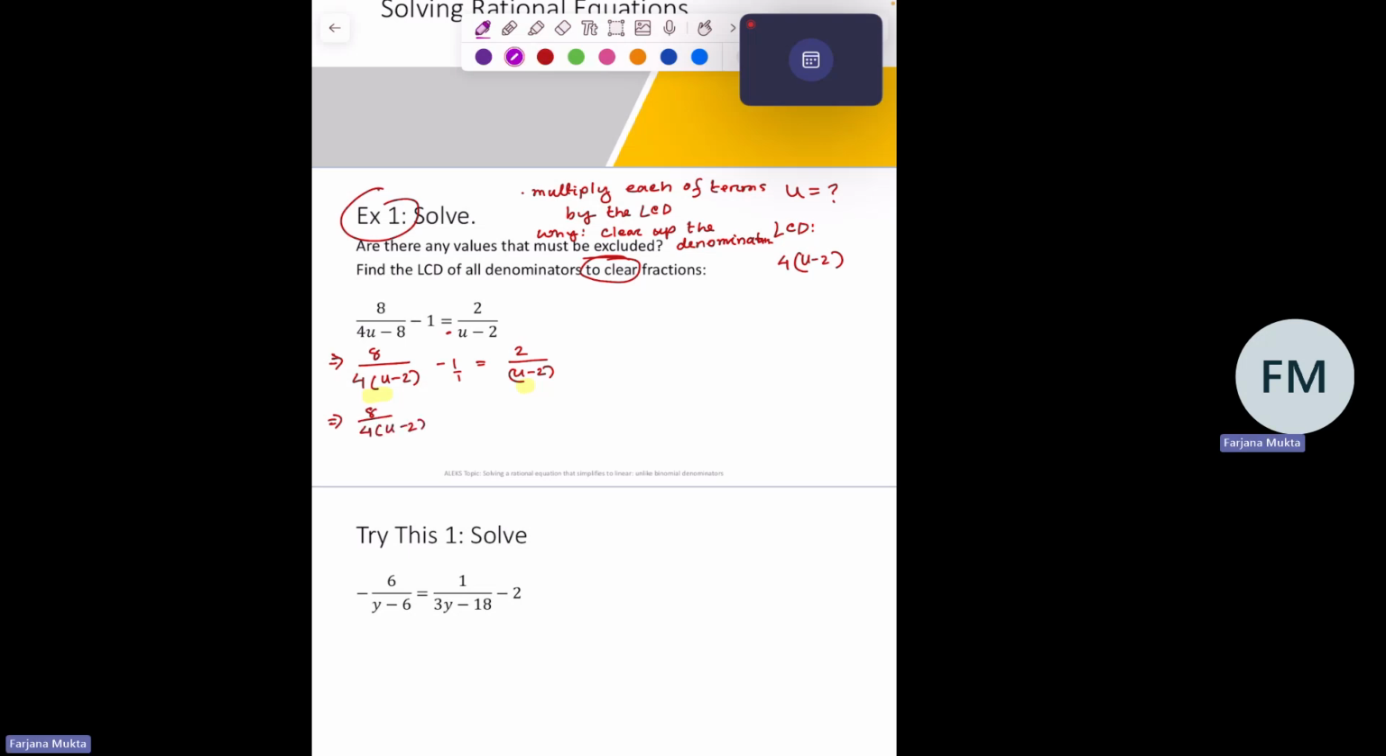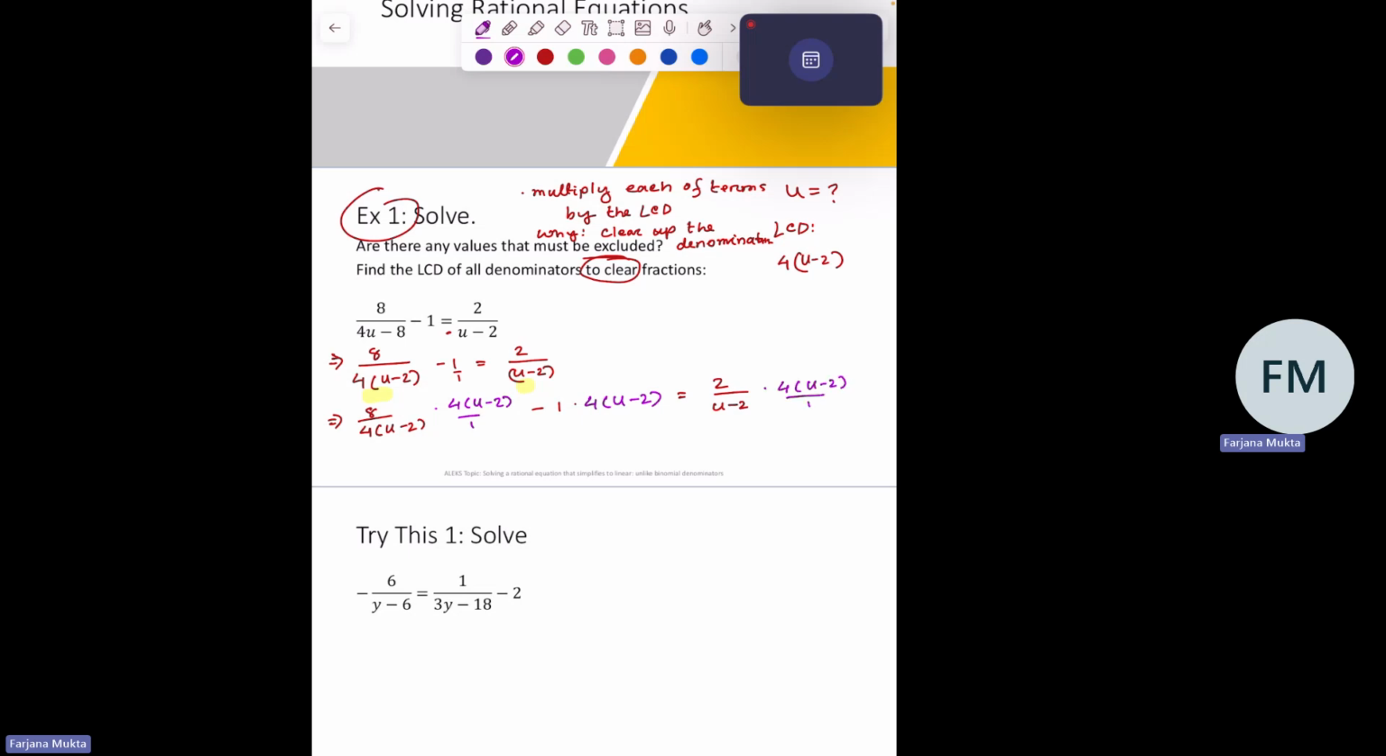I'm using another color while I'm multiplying by the LCD just so that it makes more sense. Notice that we are multiplying by the LCD, which goes in the numerator, and the denominator is just 1 for this, right? And then we have negative 1 multiplied by the LCD. We need to multiply all of our terms by that, right? The other side, 2 divided by u minus 2, multiplied by the LCD.